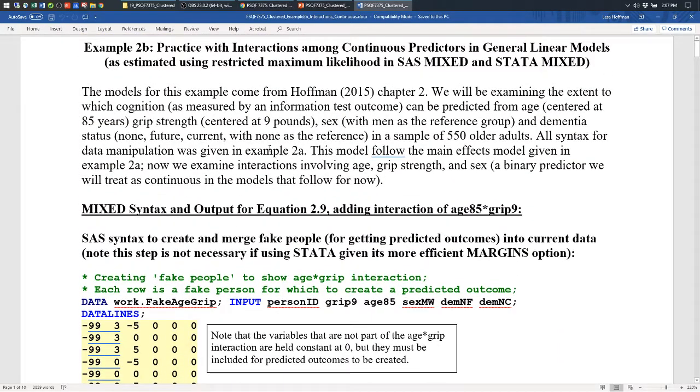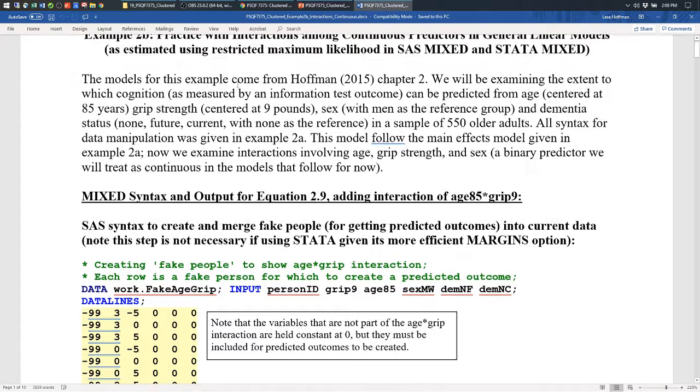All right. So do you have this? Yeah, okay. So this is continuing the data example we looked at last week with main effects. A hypothetical sample of older adults. We have age and grip strength as continuous predictors. We're also, in this example, going to be controlling for gender and dementia group, focusing on interactions among the continuous predictors for now.